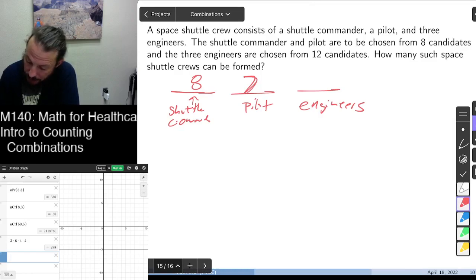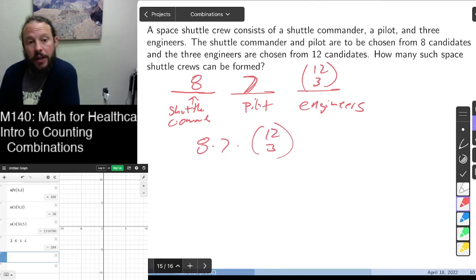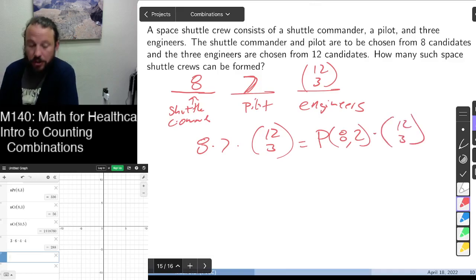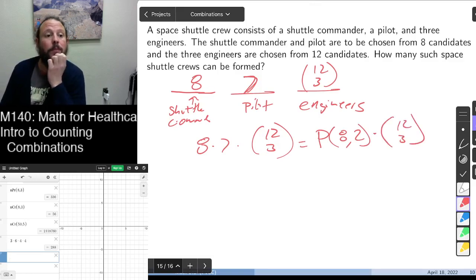And then the engineers, now what are we doing? We're choosing 3 from 12. So that's going to be 12 choose 3. And so we get 8 times 7 times 12 choose 3. I'll let you calculate that on your own. But I do want to say the same thing as the permutations of 8 things taken 2 at a time times 12 choose 3, if you wanted to do it together.